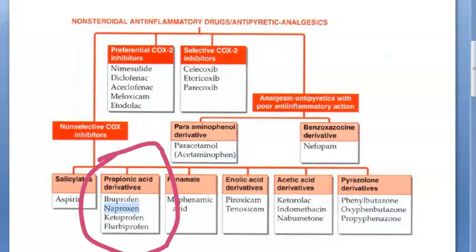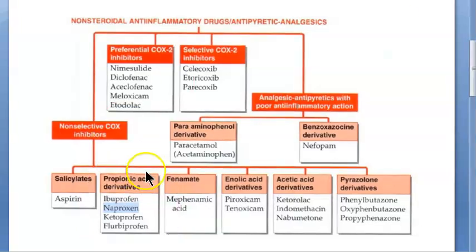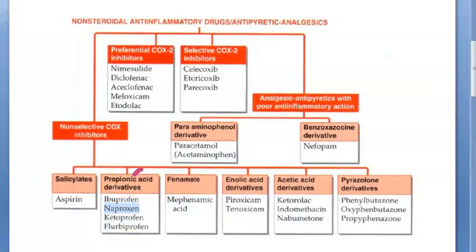So where is naproxen? Here. It is coming with ibuprofen. So all of these have this pro word in them. Naproxen, ibuprofen, pro. What is pro? Propionic acid derivative. It is coming from propionic. It has some propionic acid derivative. It is a propionic acid derivative.